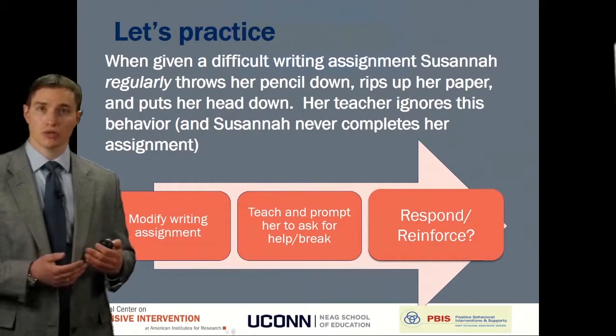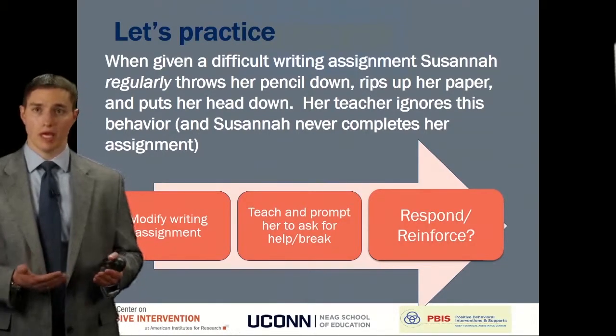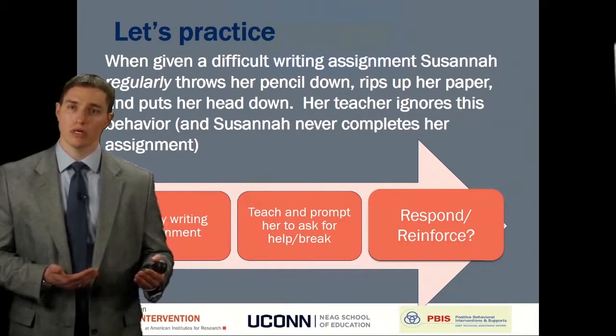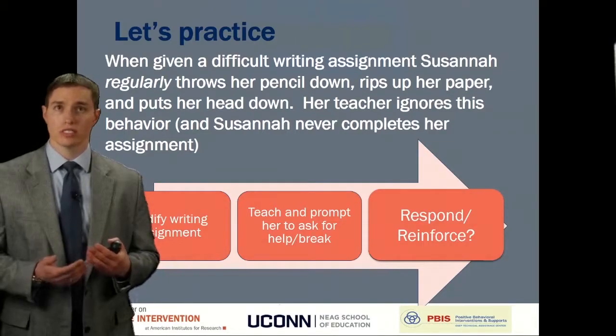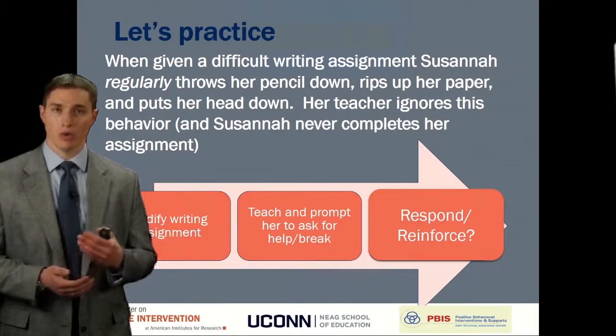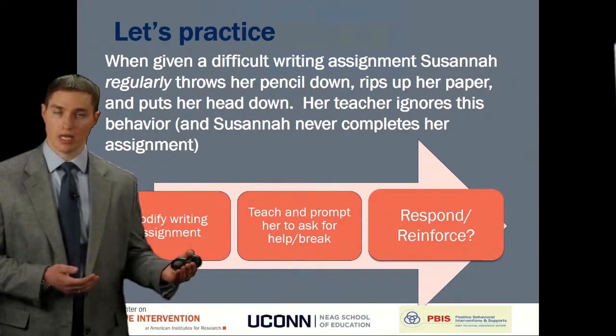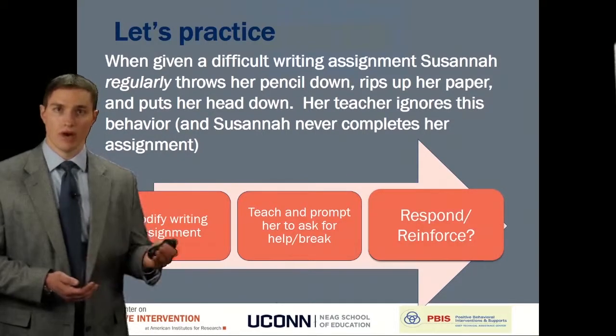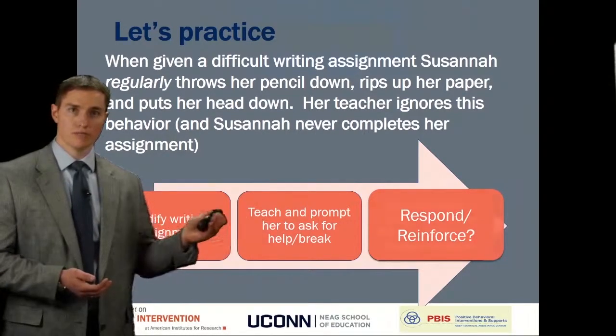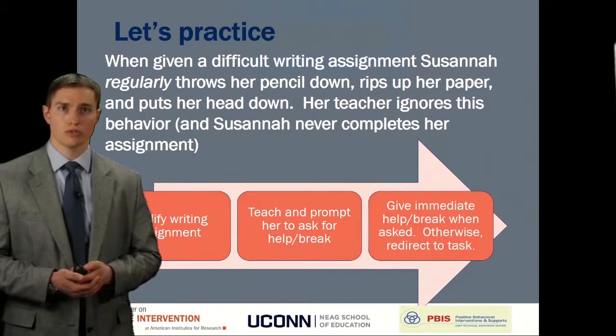Again, teaching her to ask for a break will be considered a replacement behavior, a behavior you hope in the future she's more likely to use instead of her current inappropriate behavior in order to get the same outcome or the same maintaining consequence.